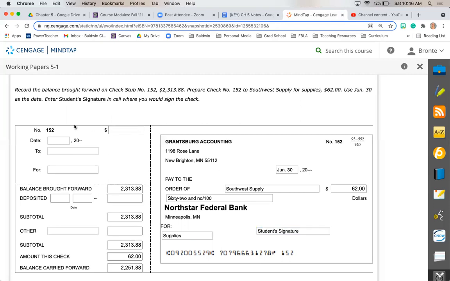Finally, we need to go back over here to our check stub and fill out what this check was for. $62, June 30th, to Southwest Supply for supplies. Okay, don't forget to do the on your own and if there are any terms.